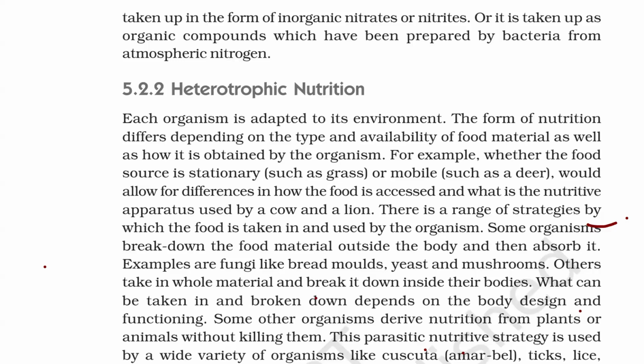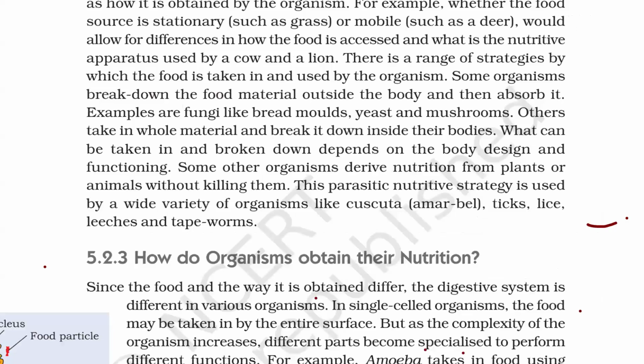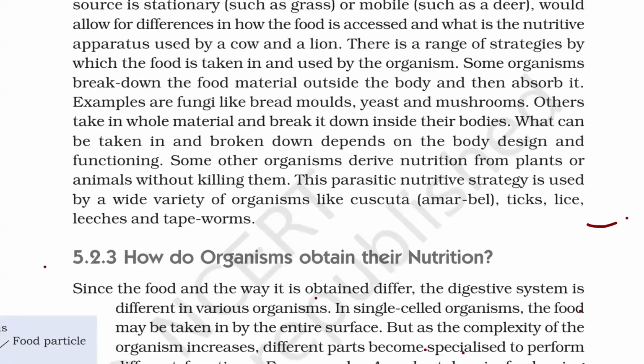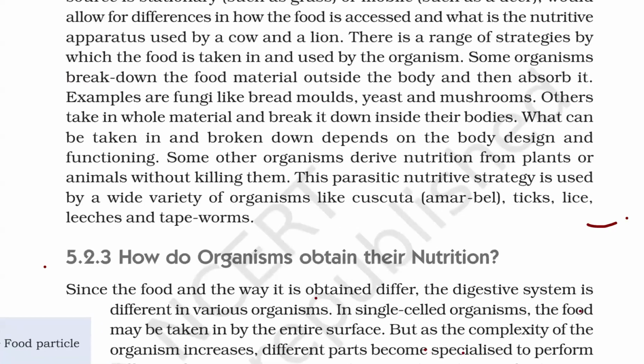Now you can see there are some stationary sources like grass, or mobile like deer, which can move. We say herbivores, carnivores, and omnivores. You have studied in the lower classes. All of you have the idea of these, right? Herbivores, carnivores, and omnivores. And there are few examples like bread mold, yeast, and mushrooms.